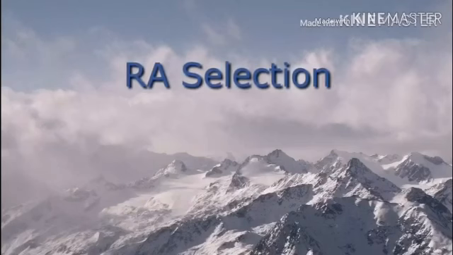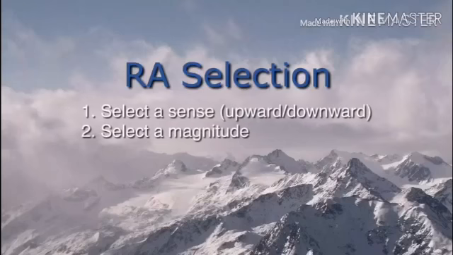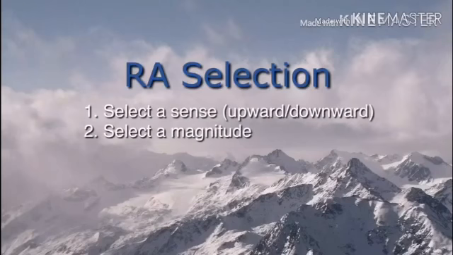Well, the first one is RA selection. In selecting a resolution advisory, there are basically two steps. The first step is to select a sense, either upward or downward. This is based on a calculation of how much altitude difference can be achieved at the CPA by either starting a climb or descent, assuming the target will maintain its vertical rate.